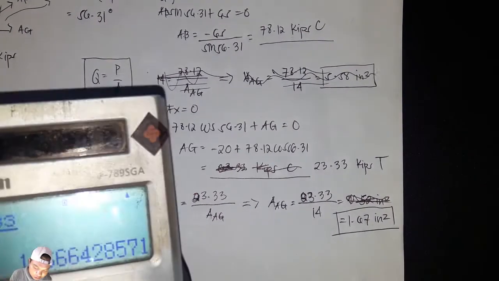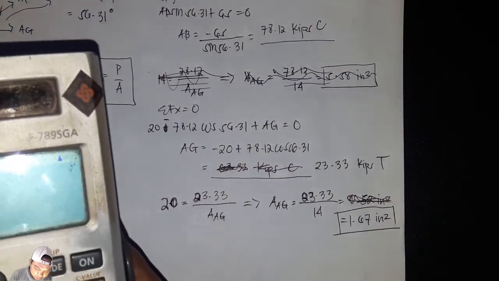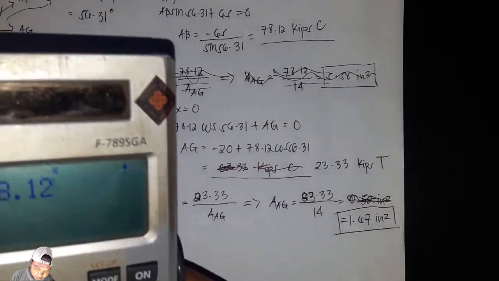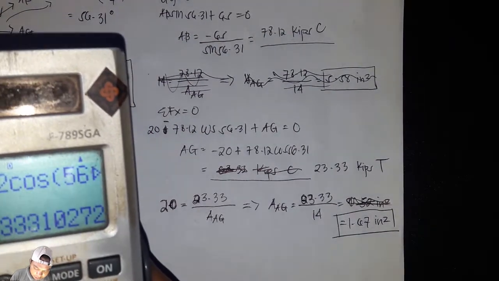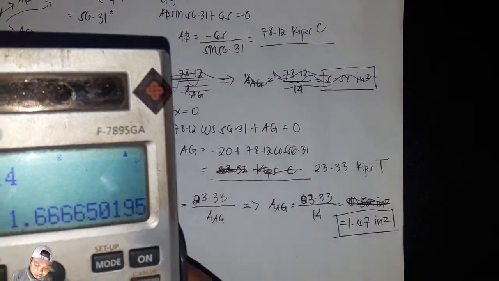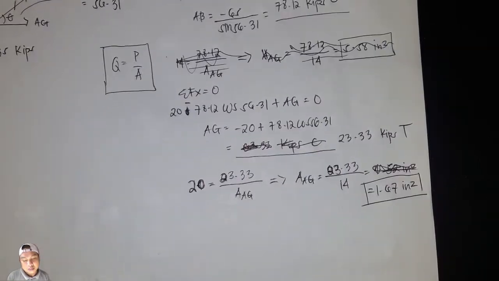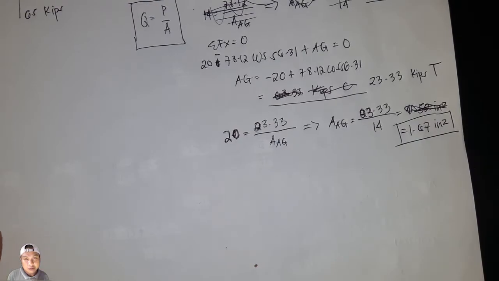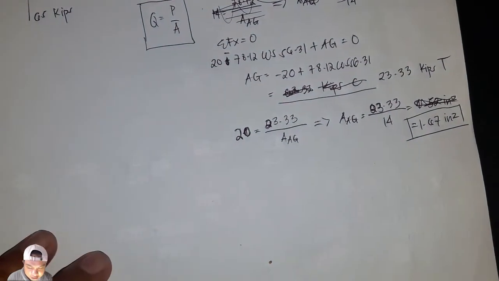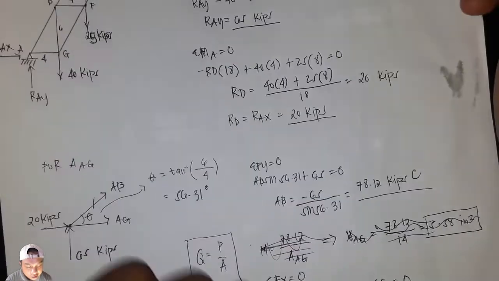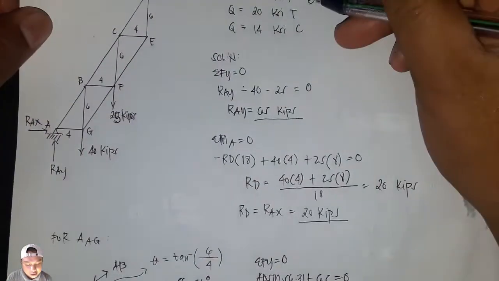Ewan ko kung bakit to, negative 20 plus 78.12 cosine of 56.31 divided by 14. So, yun. Same lang, 1.67 yung sagot ko. But sa book is 1.17. Pero, siguro, i-consider na yan mga proof niya. So, next is meron tayong sa AG. So, solve na to. And sa BC na tayo.